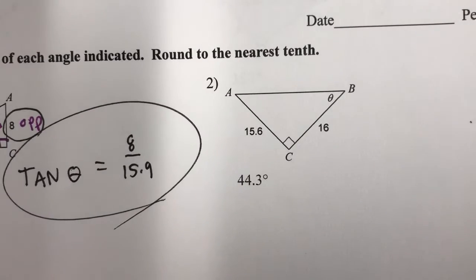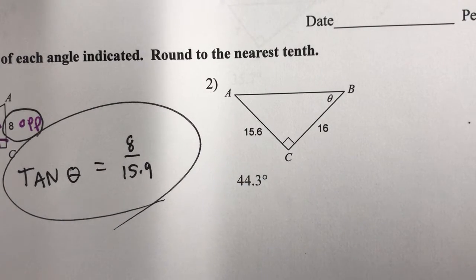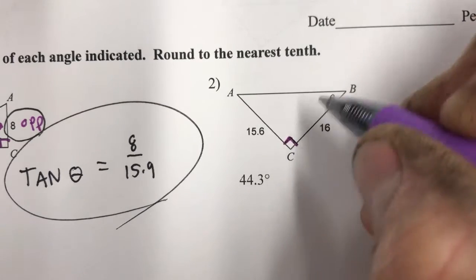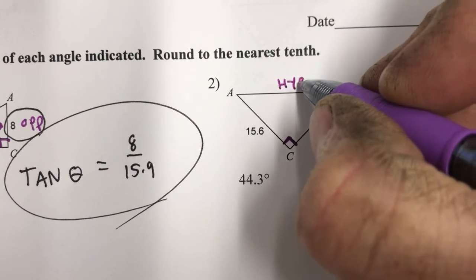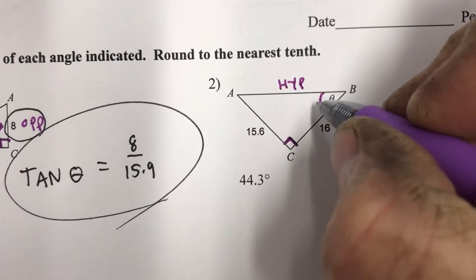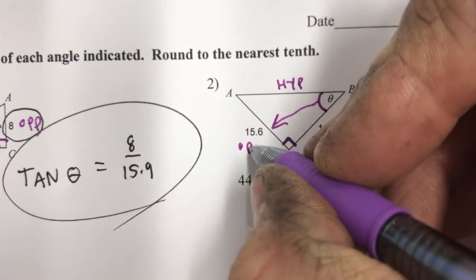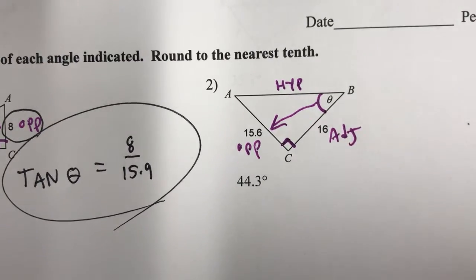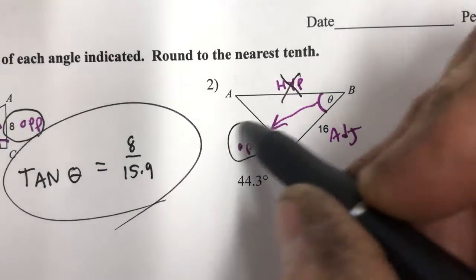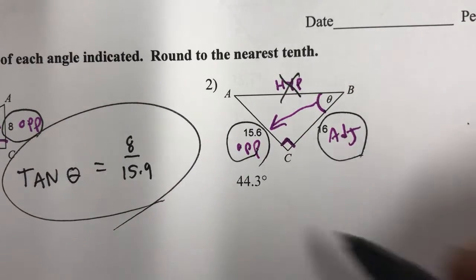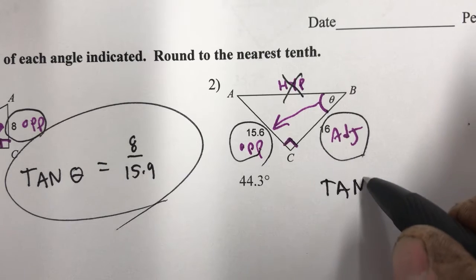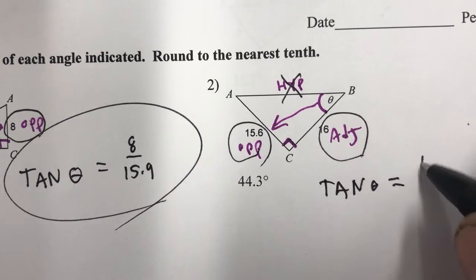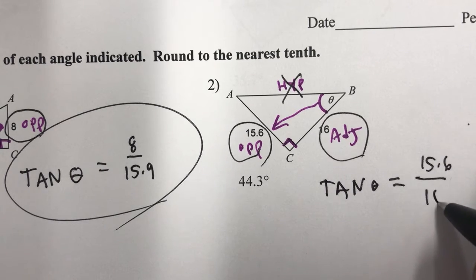Okay. Now on this one, let's do it same way. All right, let's label our sides. So here's the right angle, which means here's my hypotenuse. Here's theta, the angle I want to find. So that means over here is my opposite. And here's my adjacent. And the one side I don't care about here is my hypotenuse. So I've got opposite and adjacent, which is tan again. We got another tan one. Tan theta equals my opposite, 15.6 over my adjacent, which is 16.